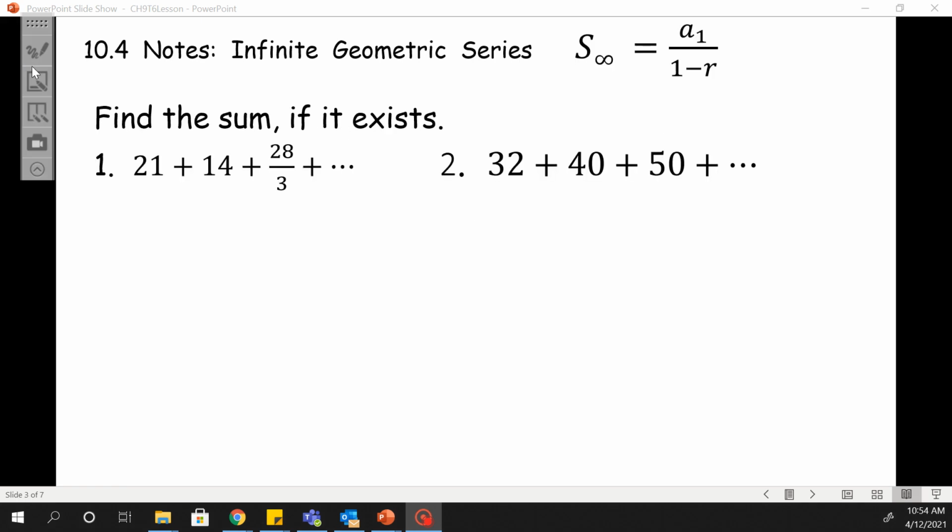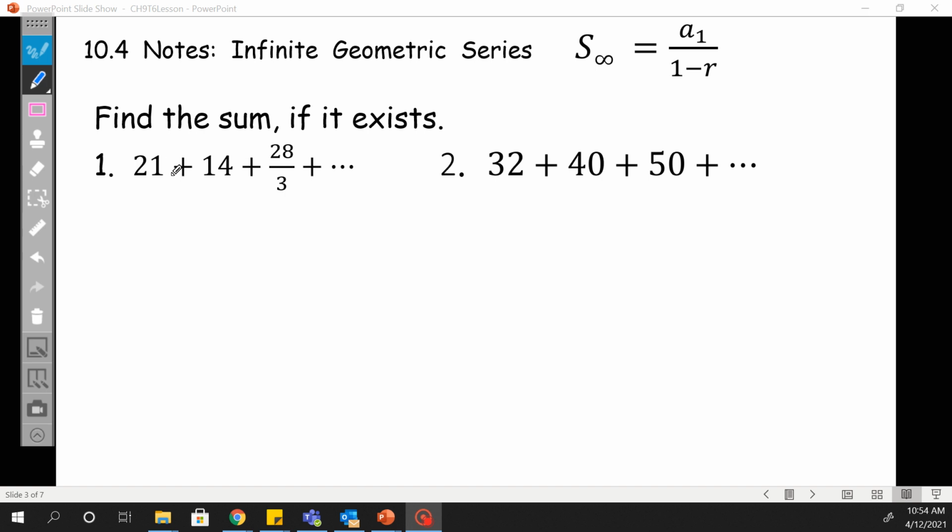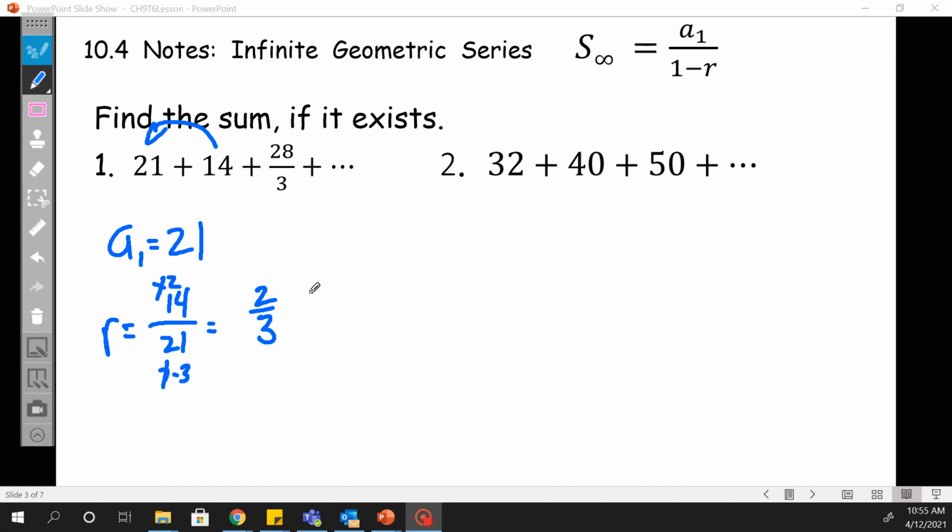So find the sum if it exists. We have our series here, 21 plus 14 plus 28 over 3. The first term is 21. Now this is infinite because you'll notice that it doesn't stop anywhere, it just keeps going. The r would be the second term divided by the first term, so 14 divided by 21, which reduces to 2 over 3, because this is 7 times 2, and this is 7 times 3, so the 7's cancel, and we've got 2 over 3.